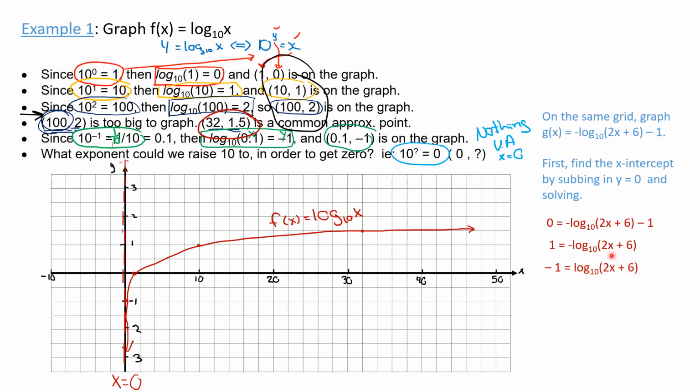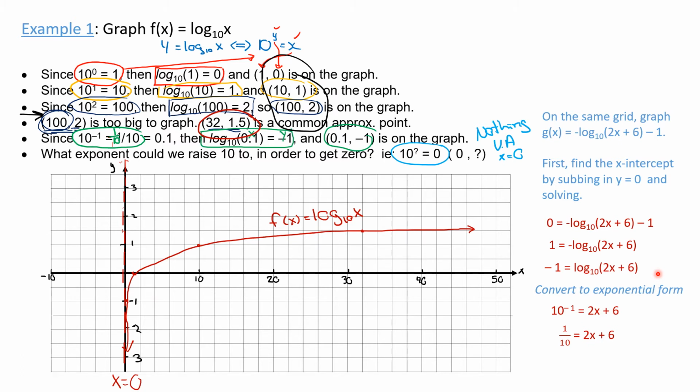Once we have just a log on one side and a number on this side, now we can convert from log form to exponential form. So when you convert this to exponential form, what will it look like? Do you remember? Remember, 10 is the base. 10 will be the base. What will be its exponent? The -1, and that's going to equal 2x plus 6. And 10 to the power of -1, of course, is 1/10.